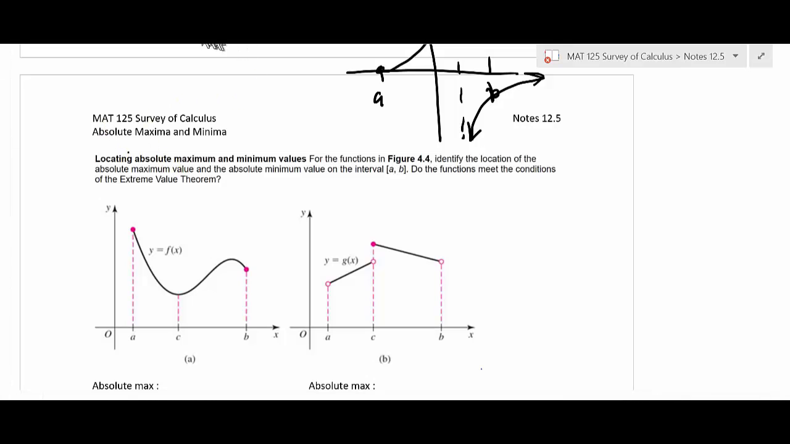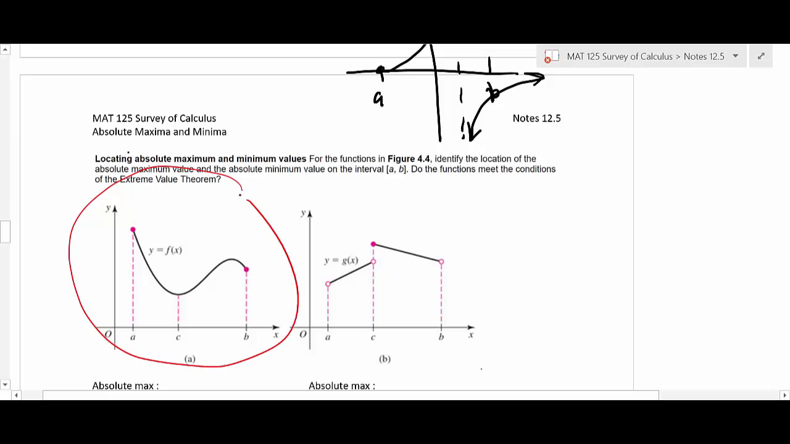So here's what this was saying, basically. Okay, if you look at this graph right here, is that continuous? Yep. Does it have an absolute max? Yep. Does it have an absolute min? Yes. So see, that's what that theorem says.